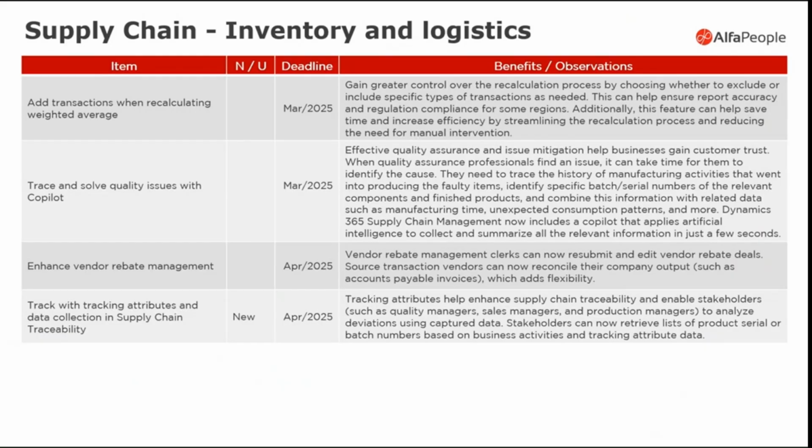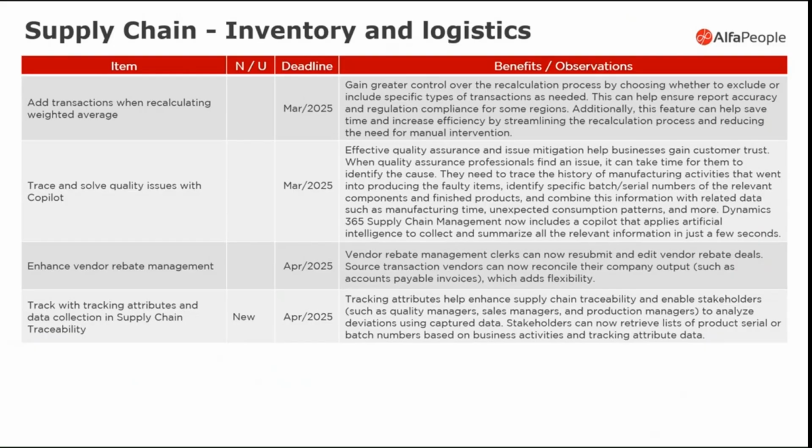So the first one we have here, add transactions when recalculating weighted average. So this update gives us much more flexibility when it comes to recalculating weighted averages. So instead of a one-size-fits-all process, we can now include or exclude certain transaction types. So it's easier to tailor the results to specific reporting or compliance needs, especially in regions with stricter requirements. So personally, I think this is a great step forward, reducing manual cleanup and making the whole process much more efficient.